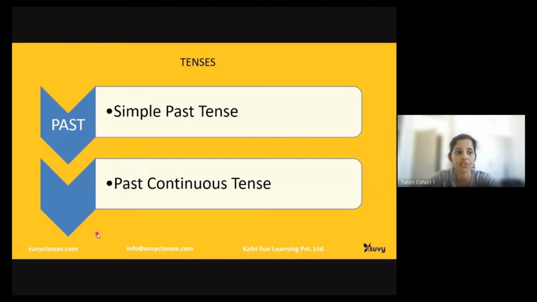Next, what we are going to do is past continuous tense. That is also very direct to what it says. It's about something that was continuous in the past. It was happening for a long time, or you are telling the period when it was continuous. Or I was reading a novel, that's why I did not sleep.